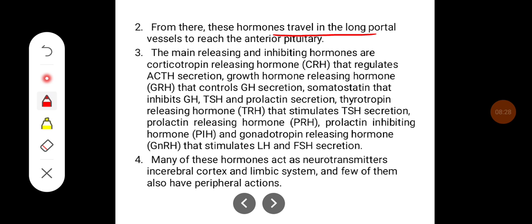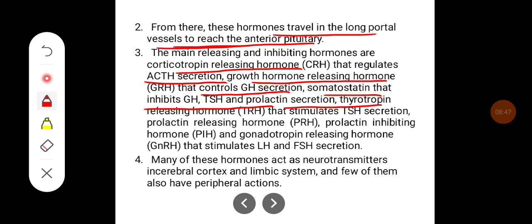From here, the hormones travel along the portal vessels to reach the anterior pituitary. The main releasing and inhibiting hormones are corticotrophin releasing hormone that regulates the ACTH secretion, growth hormone releasing hormone that controls GH secretion, somatostatin that inhibits growth hormone, thyroid stimulating hormone, and prolactin secretion, thyrotropin releasing hormone that stimulates the thyroid stimulating hormone secretion, prolactin releasing hormone, prolactin inhibiting hormone, and gonadotropin releasing hormone that stimulates LH and FSH secretion.